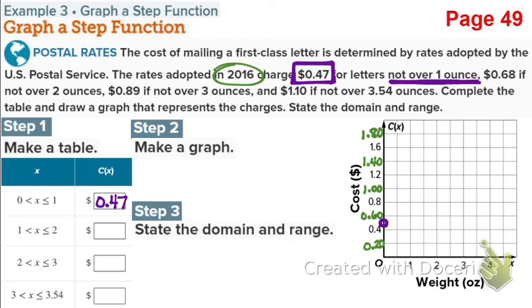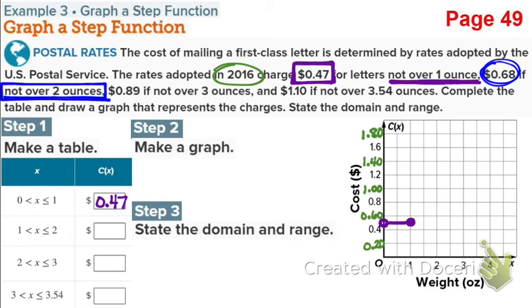I pay 47 cents for this package if it is 0 ounces all the way up until what? 1. So anywhere between 0 and 1 ounce, I pay 47 cents. What about if my package weighs between 1 and 2 ounces? How much do I pay for it now? 68 cents. 68 cents, as long as my package is not over 2 ounces.